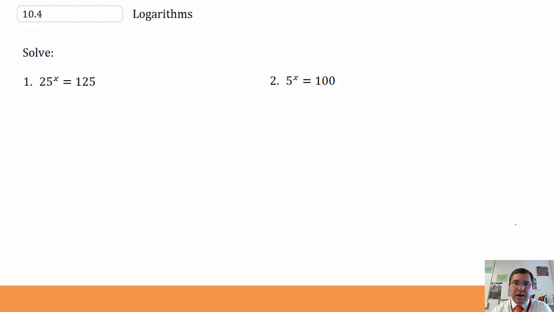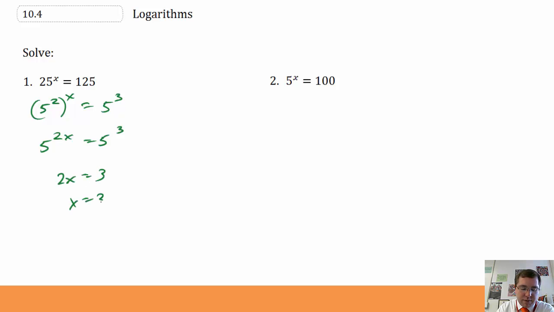As long as I can write both sides with the same base, then I'll be able to set the exponents equal to each other and solve it. So 25 and 125 have a common base of 5. 25 is 5 squared. This is really 5 squared to the x power, and 125 is 5 to the third power. So 5 squared to the x power, then we multiply the powers, it's 5 to the 2x power equals 5 to the third power. Well, then the exponents must be equal, 2x must equal 3, and x equals 3 halves. You know how to solve that equation already.